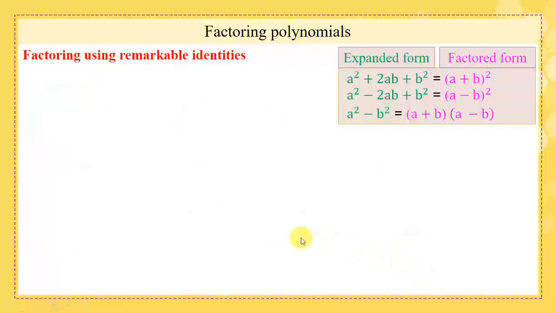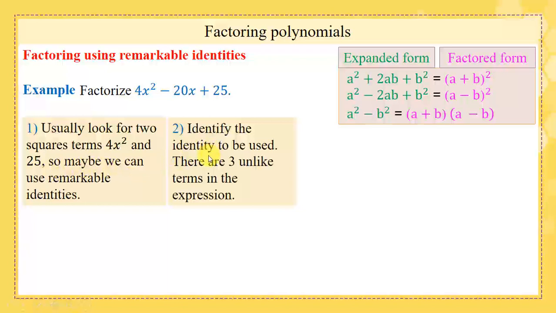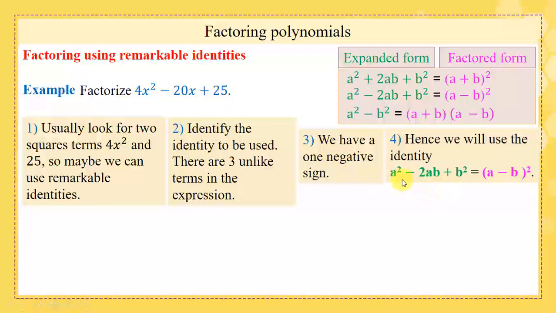Factoring using remarkable identities. Example: factorize 4x squared minus 20x plus 25. First, we look for the squares: 4x squared and 25. So we may use a remarkable identity. Second, we identify the identity we may use. Here we have three unlike terms in the expression, which is a trinomial. Third, we have one negative sign, so we will use remarkable identity number 2, a squared minus 2ab plus b squared equals (a minus b) squared.